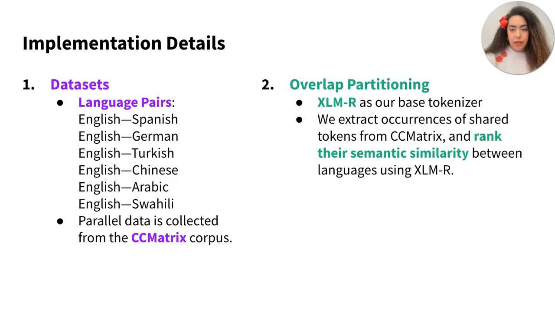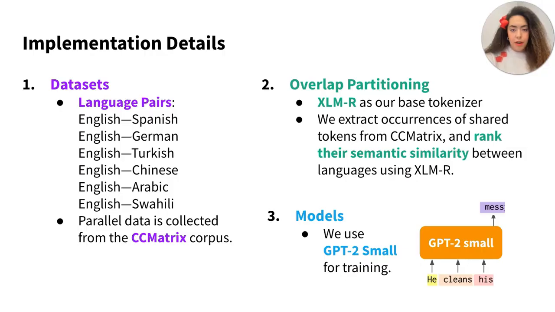To partition the tokenizer's native overlap into high and low similarity subsets, we extract occurrences of the shared tokens from the CCMatrix corpus and rank them by their semantic similarity between the two languages, using XLM-R for cosine similarities. For each language pair and vocabulary overlap setting, we pre-train a separate model, resulting in 24 bilingual models in total. All models are autoregressive transformers equivalent in size to GPT-2 small.